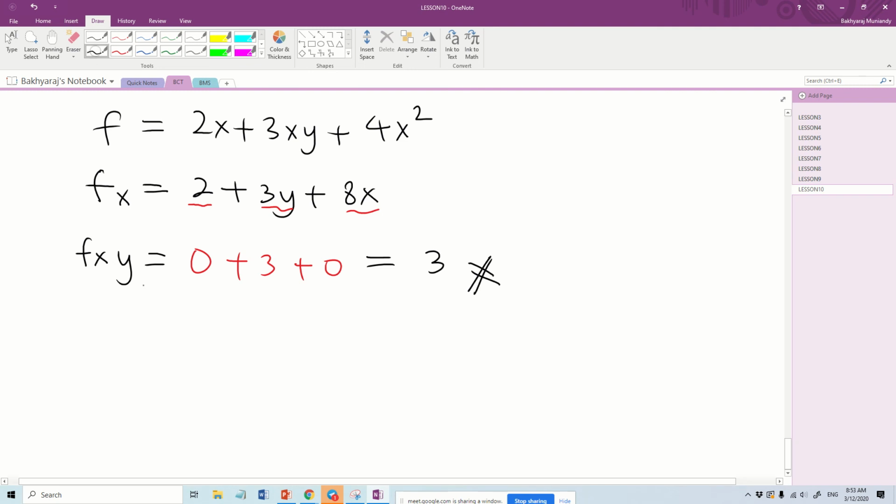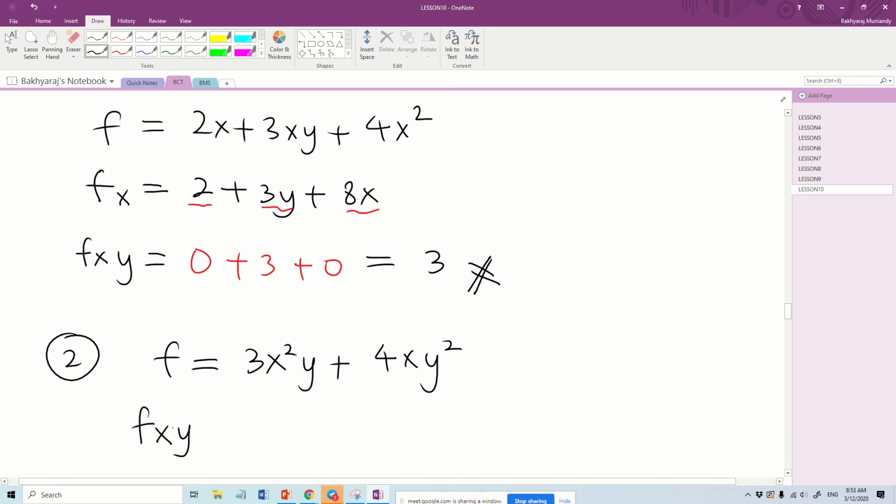We try number 2. Let's say number 2 gives you f equals 3x squared y plus 4xy squared. We try this. Now my question is, I want to go for fxy. To go for fxy, from function f we go to function fx, and then only we can go for fxy. Because this is called number 1, this is considered number 2.